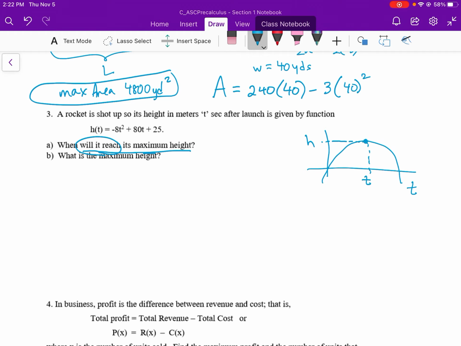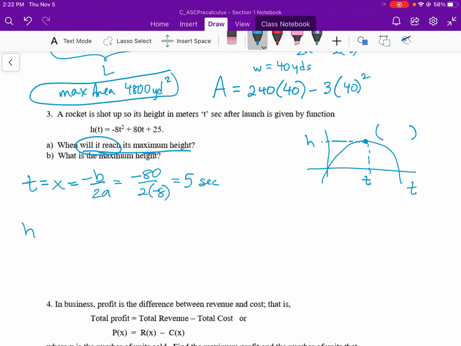So remember, that's your vertex again. So time, which is acting like x, equals -b over 2a. So -80 divided by 2 times -8. I think that's 5, right? 5 seconds. Okay, so now I'm going to plug that back in. So at 5 seconds, it reaches its maximum height.